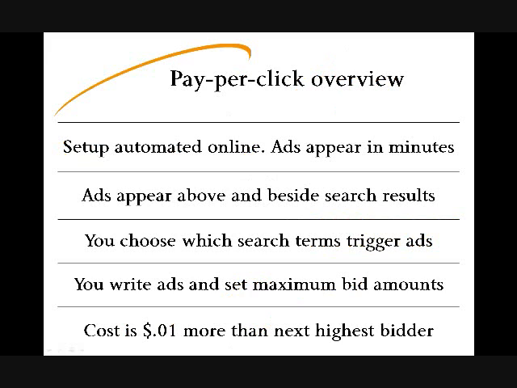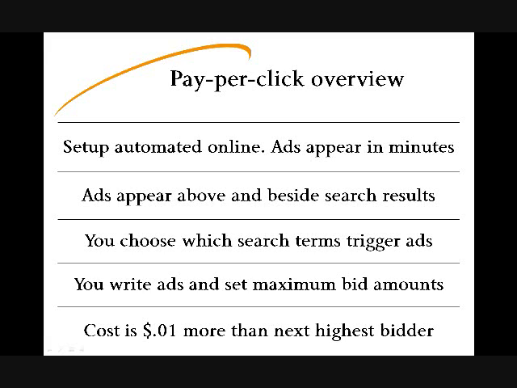So let's talk a little bit more about the pay-per-click process. As you set up pay-per-click, it's all automated online. You may never end up talking to a living human being from any of the three main pay-per-click companies. Once you get your account set up and get going, you can have ads appear within minutes. As we saw, the ads are going to show up either above or to the right of the search results, and you get to choose when those ads are going to appear for you. So you choose what searches would trigger your ads to appear.